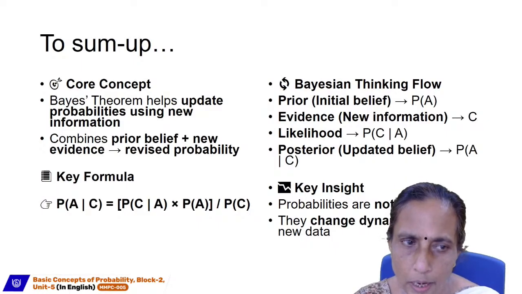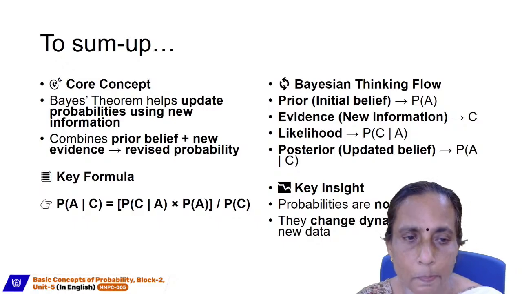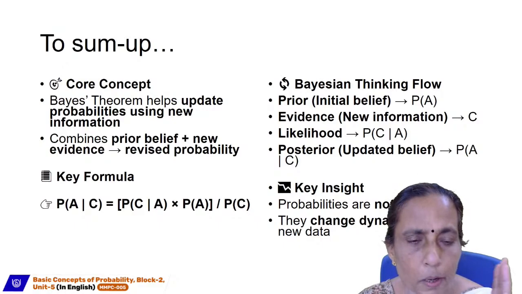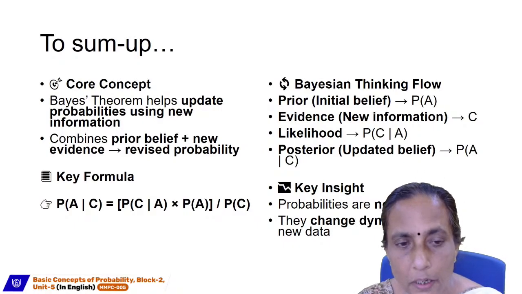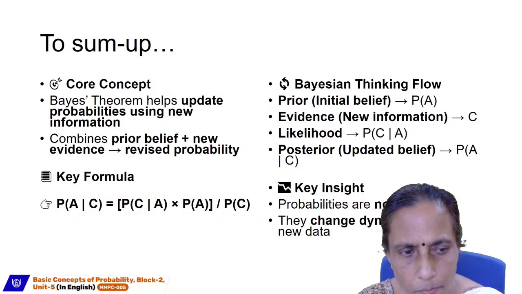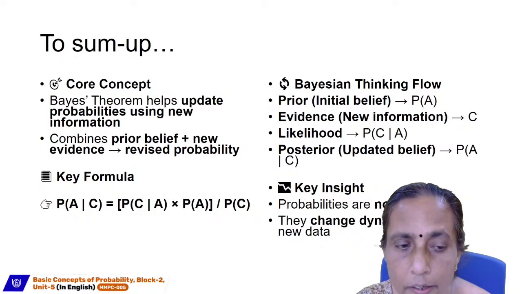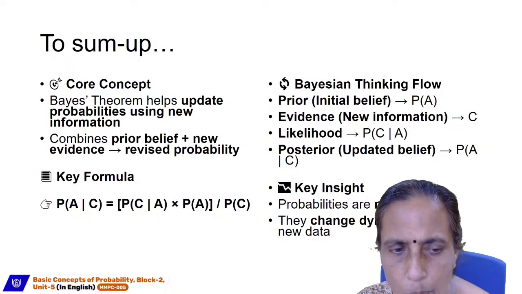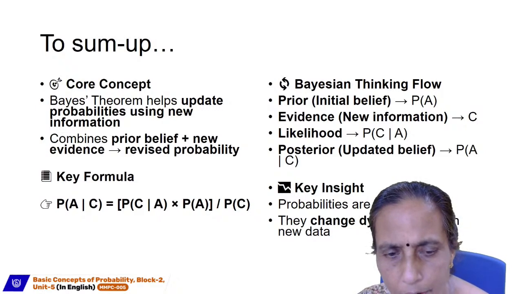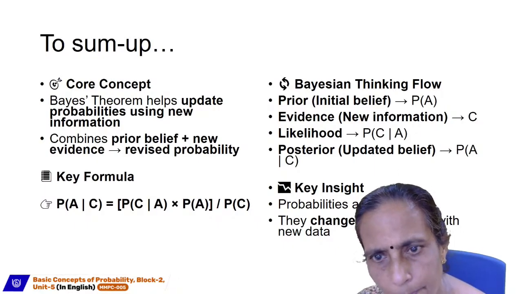So Bayes theorem helps update probabilities using new information. It combines prior belief plus new evidence. So the measured probability will be a revised probability. And the key formula here is: probability of an event A with the condition that C has already happened is equal to probability of C given A into probability of A, divided by probability of C.